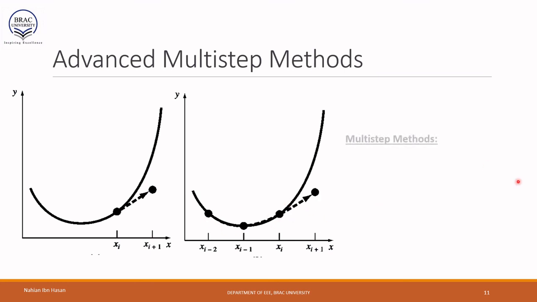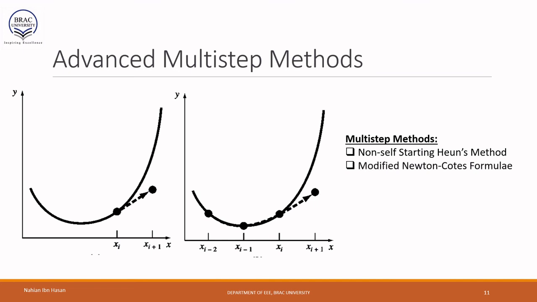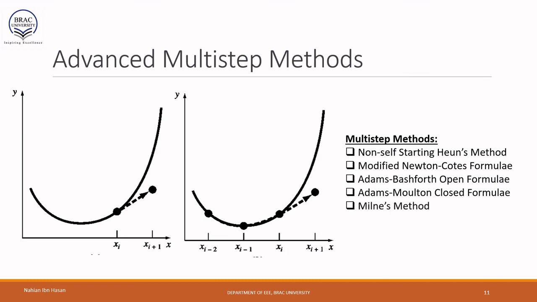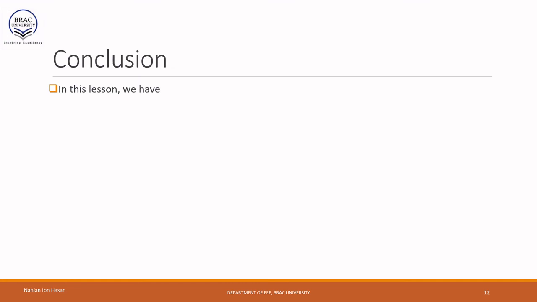So this is a multi-step method. Multi-step methods are very complex, so I am just showing you some of the methods that you can follow for more accurate results. Some of those methods are the non-self-starting Heun method, the modified Newton-Cotes formula, Adams-Bashforth open formula, Adams-Moulton closed formulas, then also Milne's method and the fourth order Adams method. These are special techniques for solving multi-step ordinary differential equations. You can go through the details of those special techniques. These are very advanced, and can be helpful for your research or project.